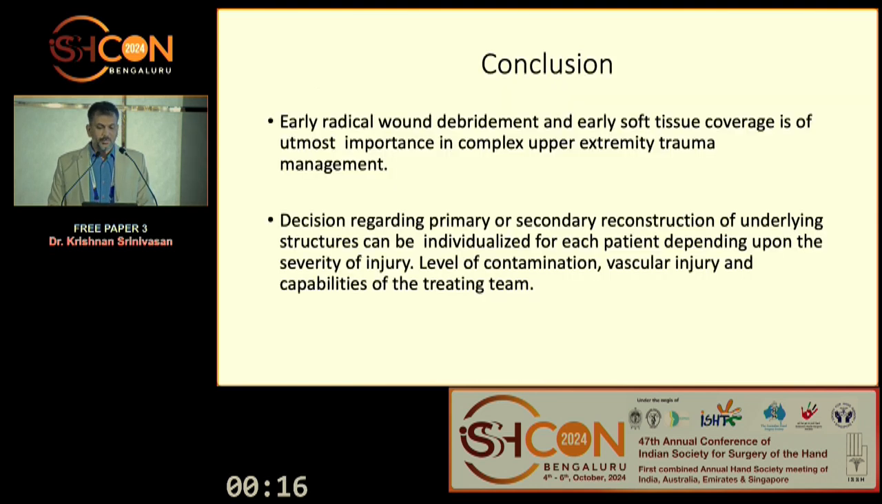So to conclude, early radical wound debridement and early soft tissue cover with primary reconstruction of all the structures as far as possible gives good functional outcome. The determining factors are whether the patient is compliant with physiotherapy and regular follow-ups after surgery, and also whether there was nerve injury or not.